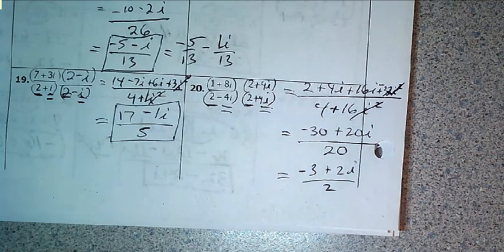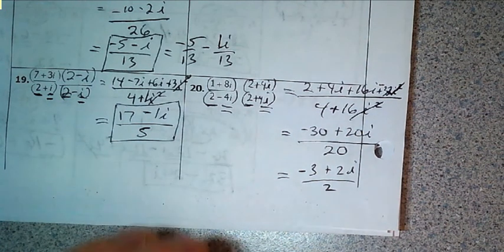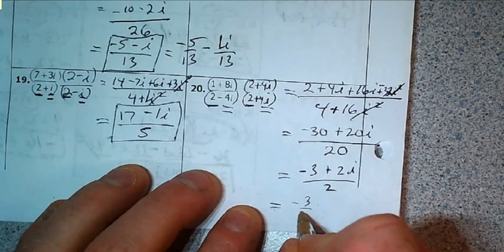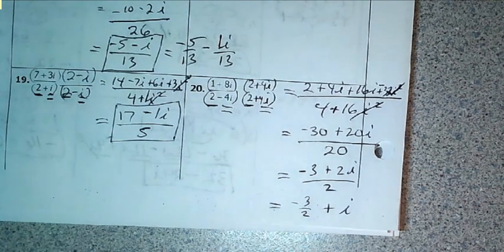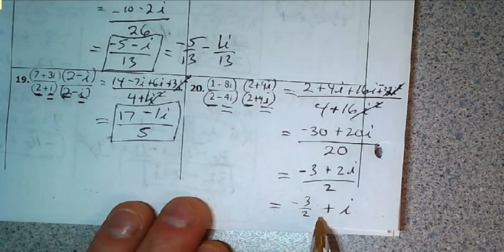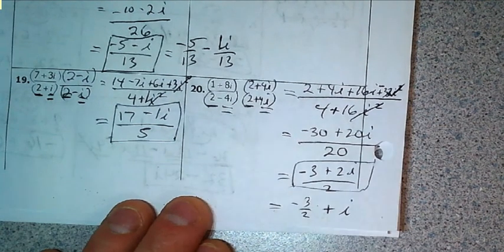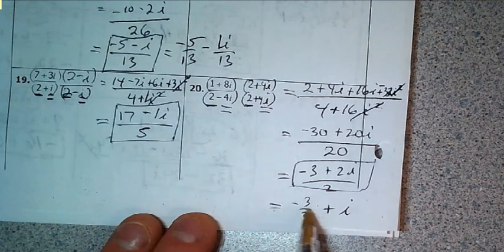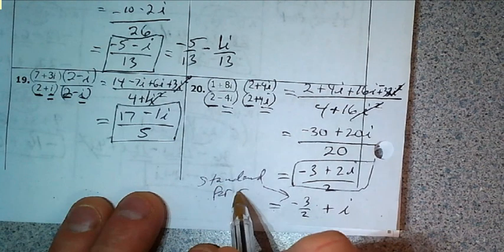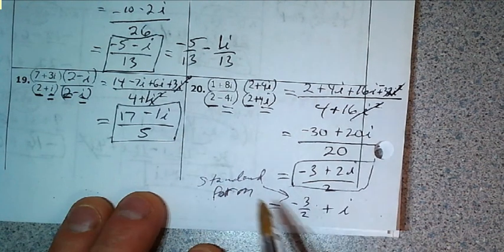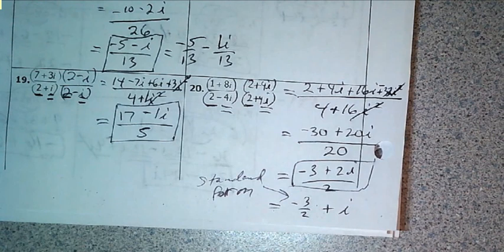Okay? Now, if I were to break this up into 2 fractions, then it would look like this. Negative 3 over 2 plus I. Because what's 2 over 2? 1. So you could write it like this, but it's fine if you leave it like this. This is the official standard form, but I don't mind if you leave it in this form as 1 fraction. Alright, we'll stop the video there.